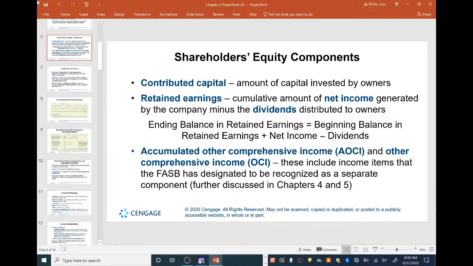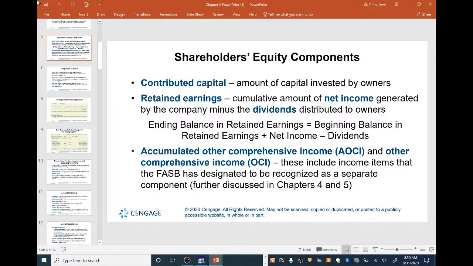So the retained earnings component of shareholders' equity, once again, is the cumulative amount of net income generated by the company minus the dividends distributed to owners. So the ending balance in retained earnings is going to equal the beginning balance in retained earnings plus the net income earned by the company for the period less the dividends declared and paid to the owners by the company.